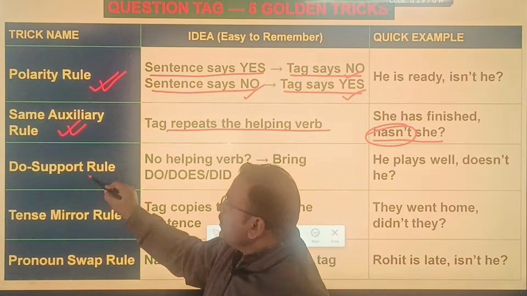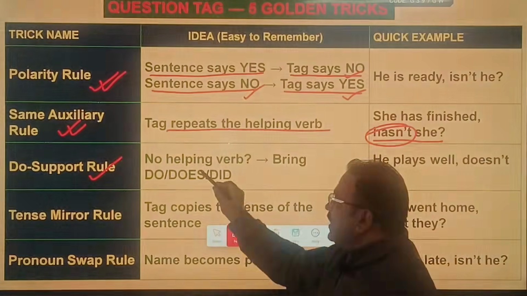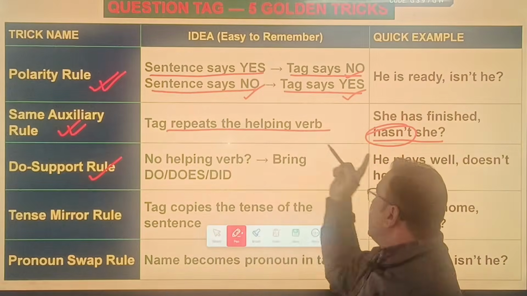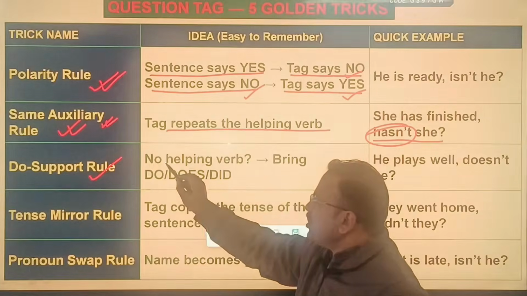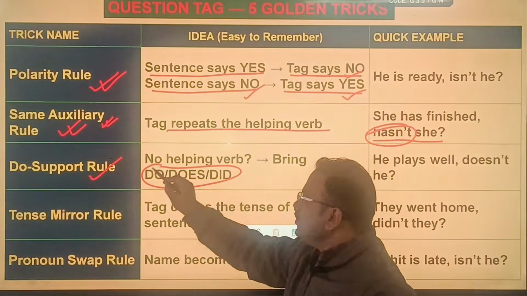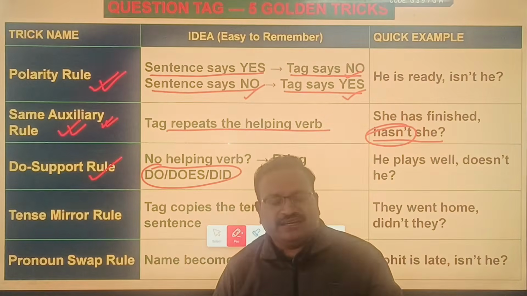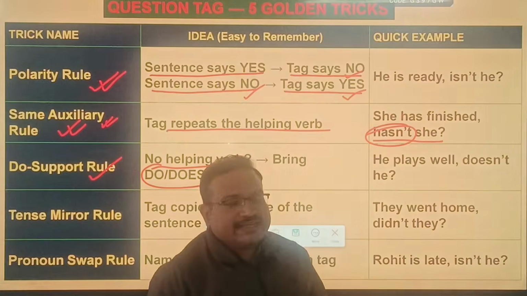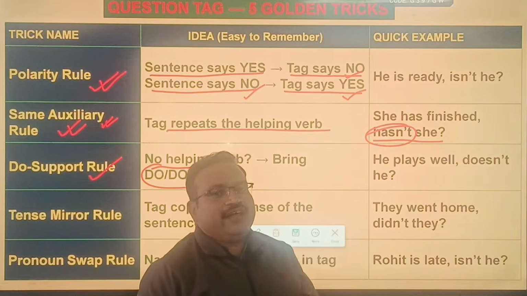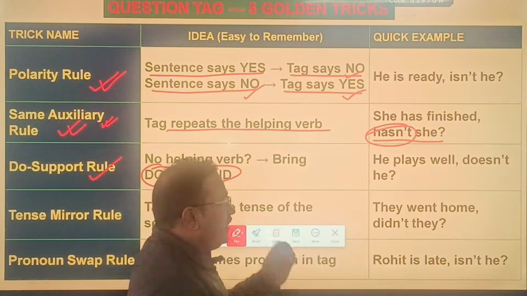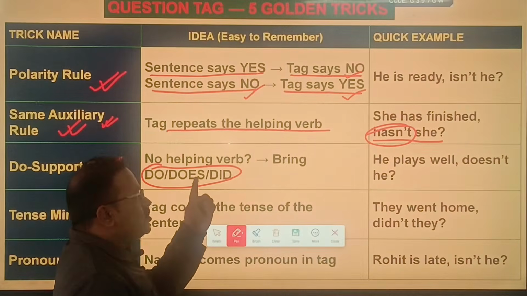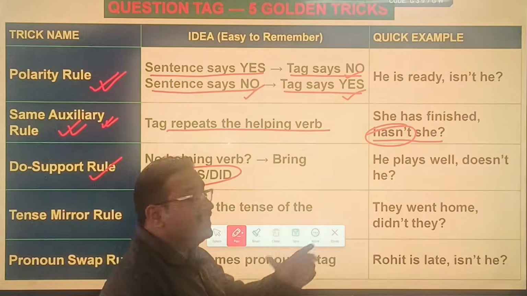Third one, do support rule. When you don't have helping verbs, when you don't have auxiliary verbs, we shall use what? Do, does, did. In case the statement doesn't have helping verbs, auxiliary verbs, in that case we will use do, does, did according to the statement.